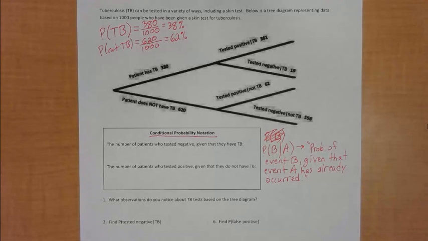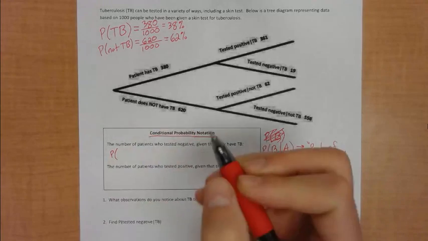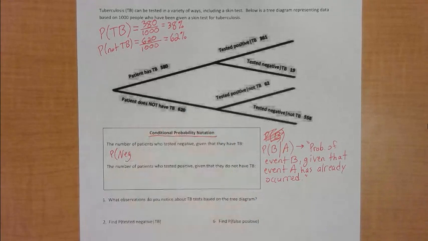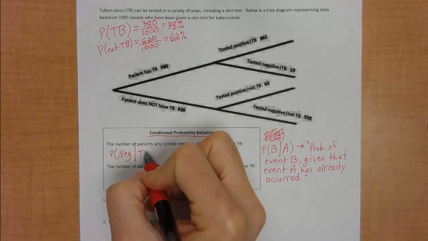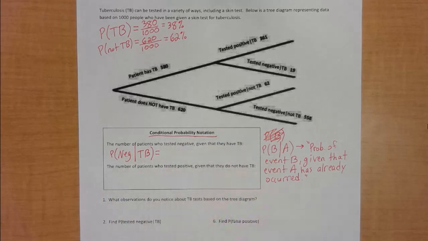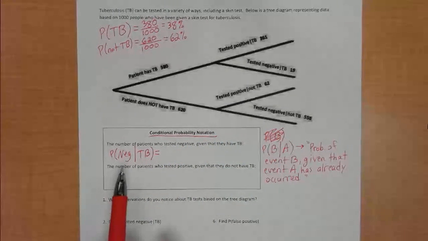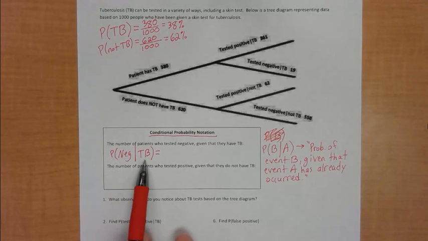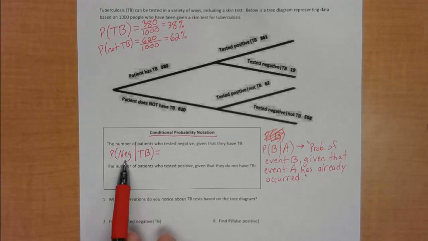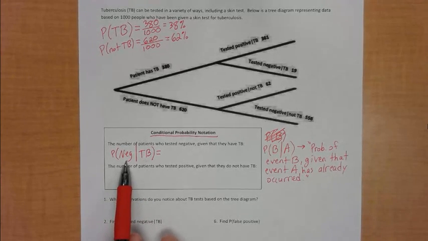How I'd write this out and figure it out is to write it as the probability of a negative test given, with that little vertical line, that the person has TB. The easy way to think about conditional probabilities is that we're making a fraction inside of this probability statement. The total number of TB patients would be the denominator, and the number of negative tests out of those people would be the numerator.